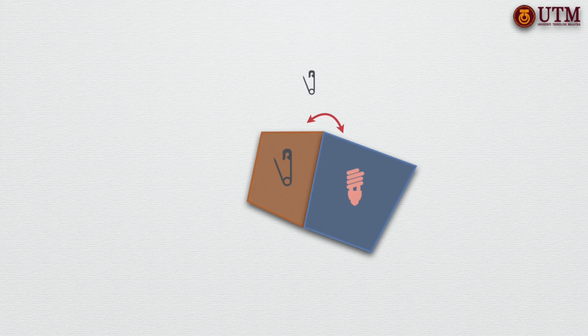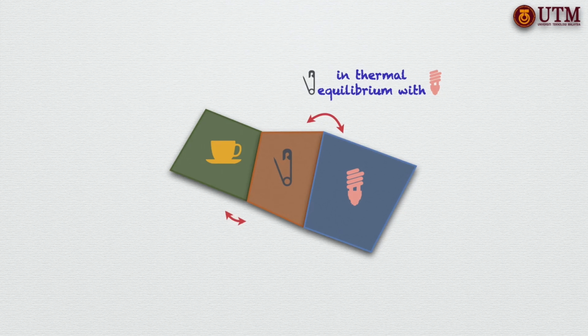The zeroth law of thermodynamics states that if two bodies are in thermal equilibrium with a third body, they are also in thermal equilibrium with each other. By replacing the third body with a thermometer, the zeroth law can be restated as: two bodies are in thermal equilibrium if both have the same temperature reading, even if they are not in contact.